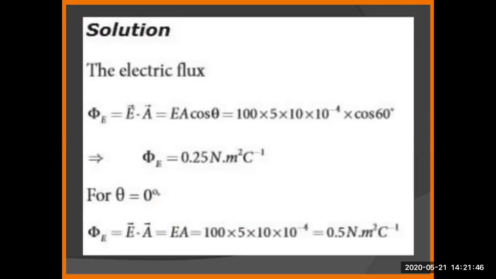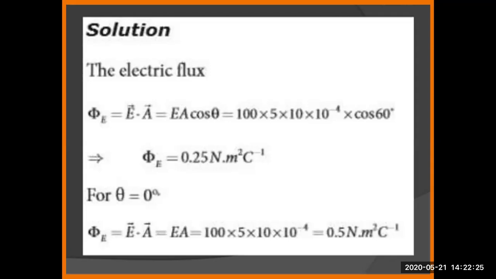Electric flux: E is 100 times area, 5 into 10, 50 times 10 raised to power minus 4, times cos theta. Cos 60 is 0.5, and when theta is 0, we multiply by 1. The centimeter is converted into meter, and that's why we are getting the fractional values. So 10 raised to power minus 4, or 0.5.